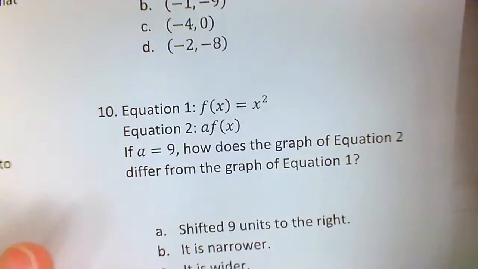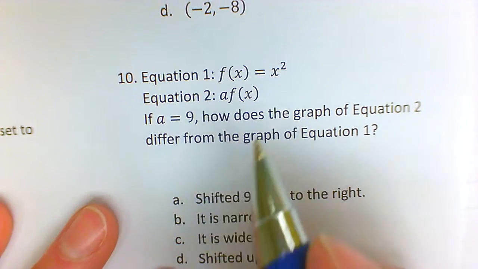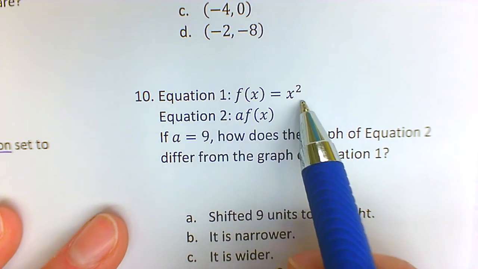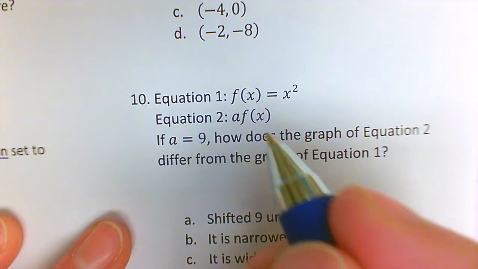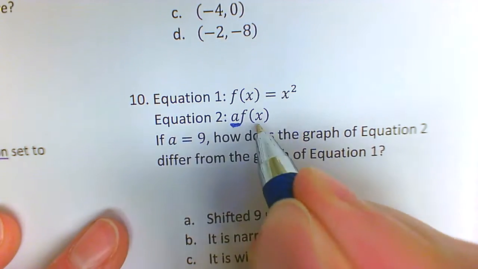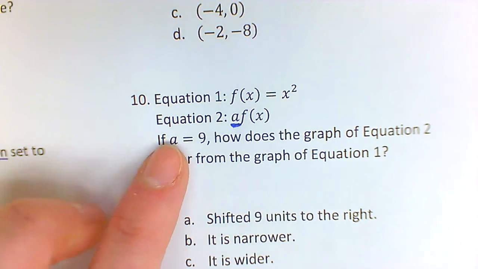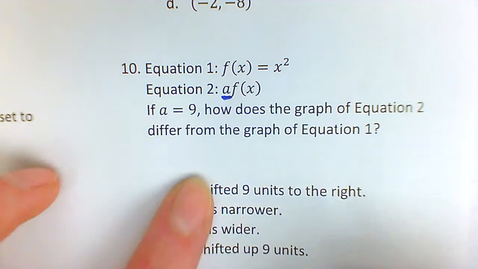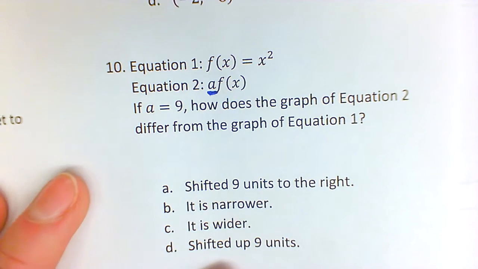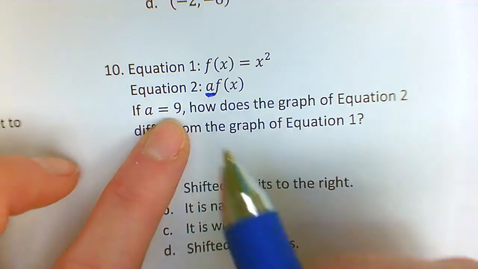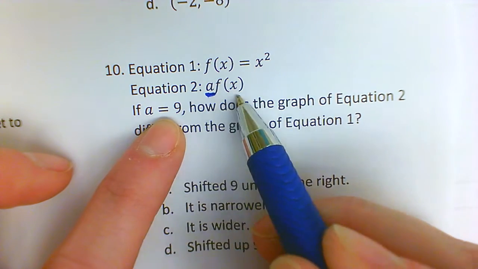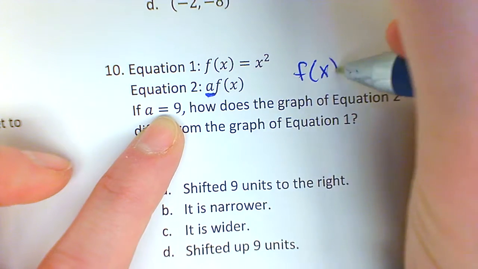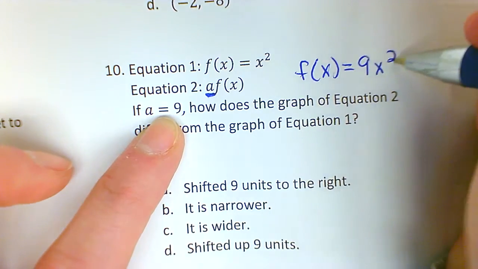Okay, let's move down to number 10. If I gave you two equations, equation 1 is the parent function, which is x squared, and the second equation is going to be multiplying something to that parent function. So they ask, if that letter A is 9, how the two graphs differ from each other. So what they're saying is if I take 9 and multiply it by the parent function, that would give me f of x is equal to 9x squared.